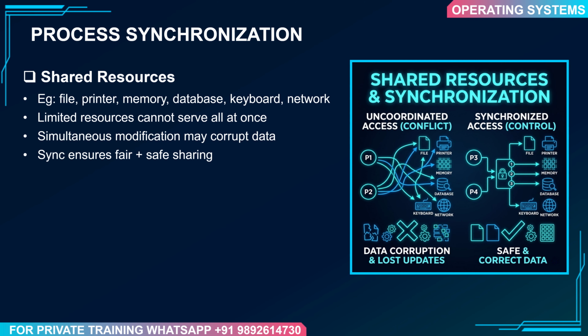One important idea here is shared resources. A shared resource is anything multiple processes may need at the same time. It could be a file, printer, memory area, database record, keyboard input, or network connection. Since these resources are limited, they cannot always serve everyone simultaneously. If two programs try to modify the same file together, data may get corrupted. If multiple threads update the same counter in memory without coordination, values may be lost. So, synchronization is really about fair, safe, and correct sharing of resources.